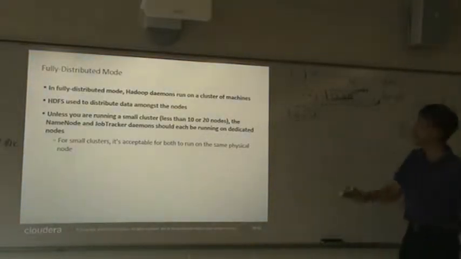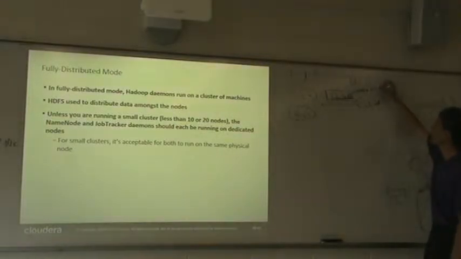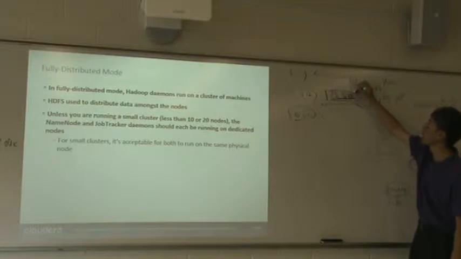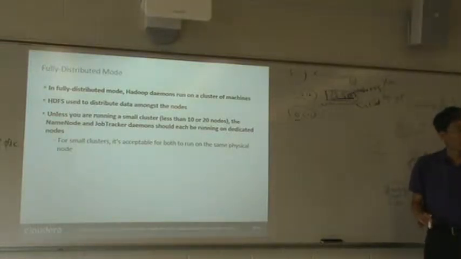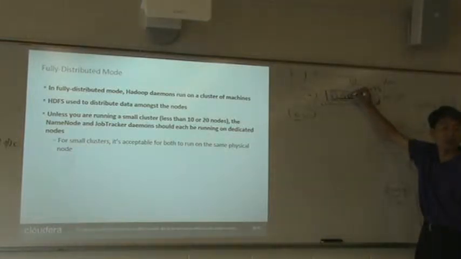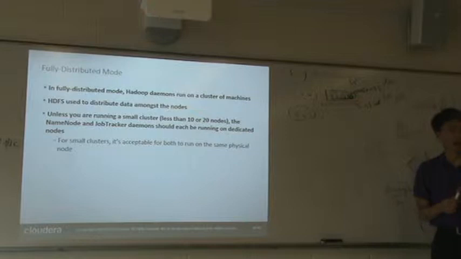Then the job tracker will be on this one, and the task tracker runs on all 3. Where's the client? The client can be any of these. So you can use the master node for the client. It doesn't matter. This is the basic idea.